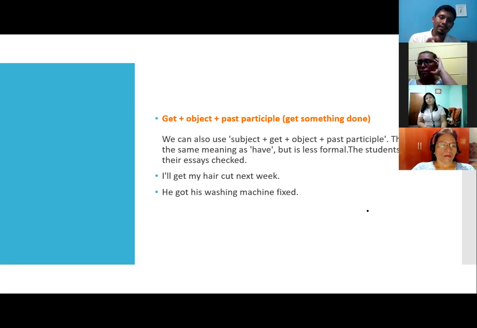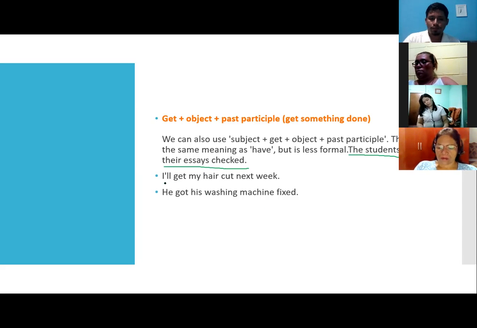Using the example that we have here, the students get their essays checked. Okay, who checked the essays? Who? We don't know, okay? The fact here is that the essays were checked. By who? We don't know, okay? But the essays were checked. That's how causatives work. It means that someone else did something, but we don't specify who.